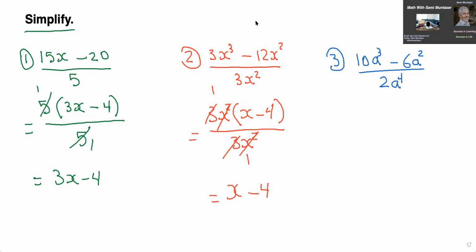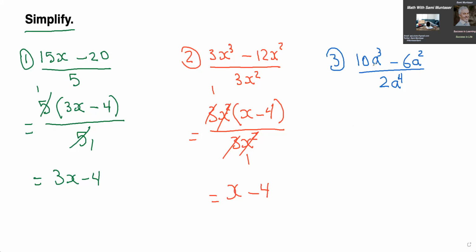Now the third one here. So if you go 10a cubed divided by 2a to the 4, you see there's a problem. A cubed and a to the 4, you cannot divide them unless you get negative exponents, and we don't want to do that. So that's why we say always take out the greatest common factor and simplify that way. It's much better. It will serve you in the long term. Get used to taking out the greatest common factor.